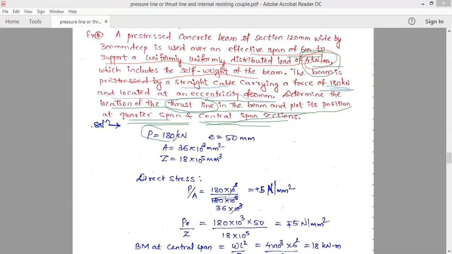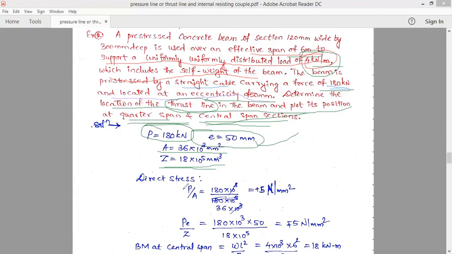So what is given? It is written again, given data. P is 180 kilonewton, eccentricity is 50 mm, area of cross section of the member, 120 mm by 300 mm, so it will be 36 into 10 to the power 3 mm square. And Z value, I have taken these values from the previous video because the cross section is the same here. So Z value is 18 into 10 to the power 5 mm cube. You can calculate this if you want. Then we'll start with the calculation of stresses.